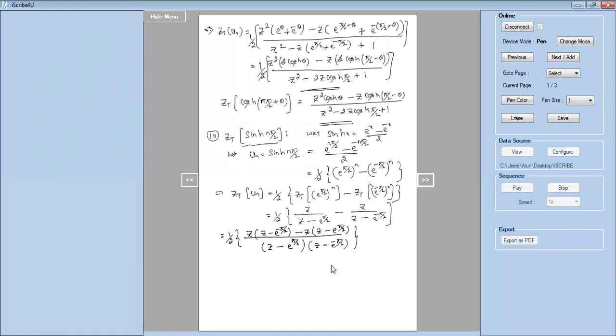If I multiply the terms, we get 1 by 2 into, so multiply the numerator. See, this is z into z, z square minus this term, z into this term. It is z e power minus pi by 2, and coming to the next term, minus z into z, minus z square, and here minus into this minus, plus z e power pi by 2. Z e power pi by 2. Correct? Now, we have multiplied the entire numerator.